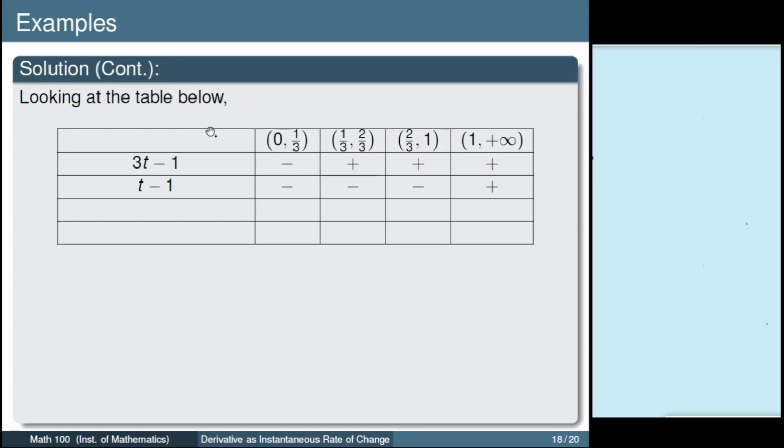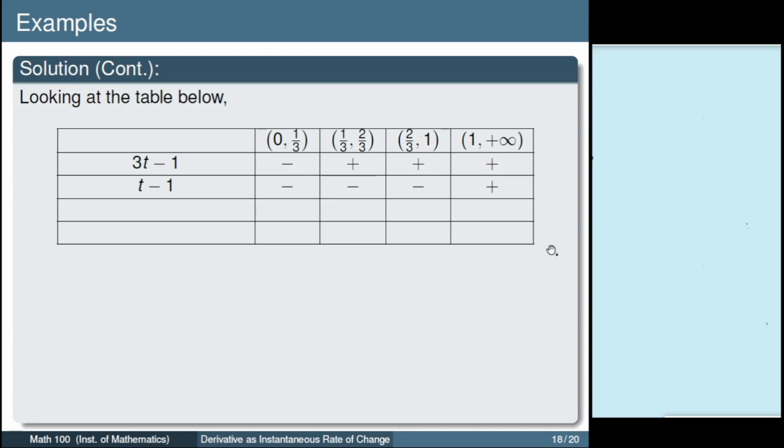Tapos, dito sa ating left column, we will put here the factors of our v of t and a of t. So, start muna tayo sa v of t, no? Yung 3t minus 1 and t minus 1. Okay.